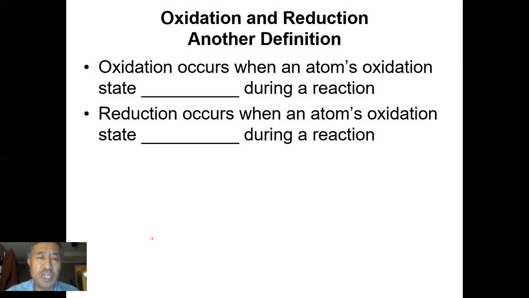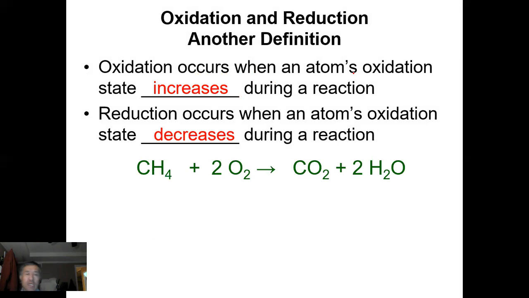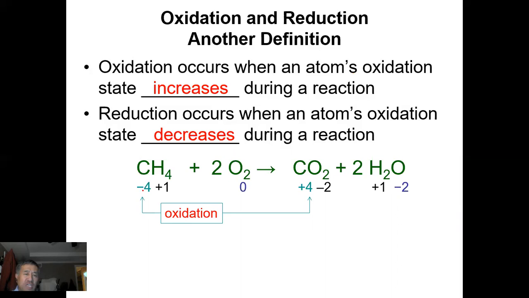Okay, now oxidation occurs when an atom's oxidation number or oxidation state increases. And reduction occurs when an atom's oxidation state decreases during a chemical reaction. For this example, we can see the numbers are in this way. Let's see what is our oxidation. Oxidation will happen for carbon because carbon's number changed from negative 4 to positive 4. What happened to oxygen? Oxygen is reduced because its number decreases from 0 to negative 2.